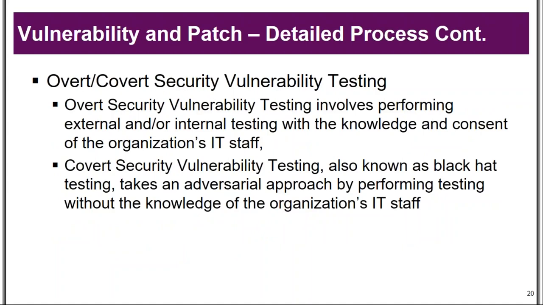Now, the next thing is that we want to do some overt and covert security vulnerability testing. And this is still probably external. It might even be internal. But let me tell you what my definition is for that. Overt security vulnerability testing involves performing external and/or internal testing with the knowledge and consent of the organization's IT staff, as I told you earlier, enabling a comprehensive evaluation of the network or system. So overt is known. Again, covert testing is that black box or black hat testing, as you see written here. It takes an adversarial approach to performing the test.